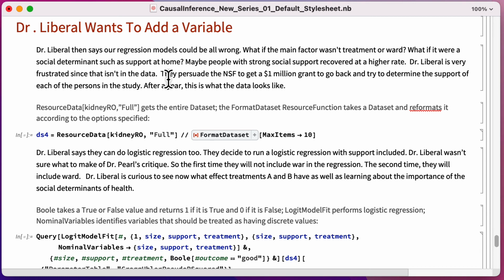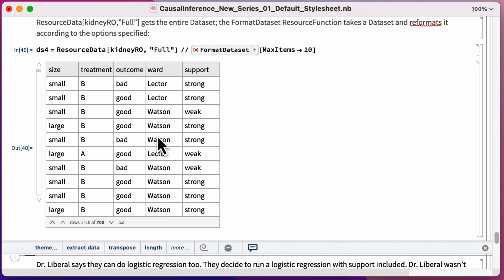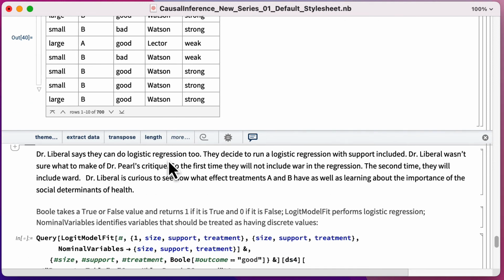So he persuades the National Science Foundation to get a $1 million grant to go back and try to determine the level of support that each of the persons who got kidney treatment at this hospital, what their social support level is. And so let's take a look at it now. There it is, and you can see we now have the data obtained at great expense on the social determinants of health.